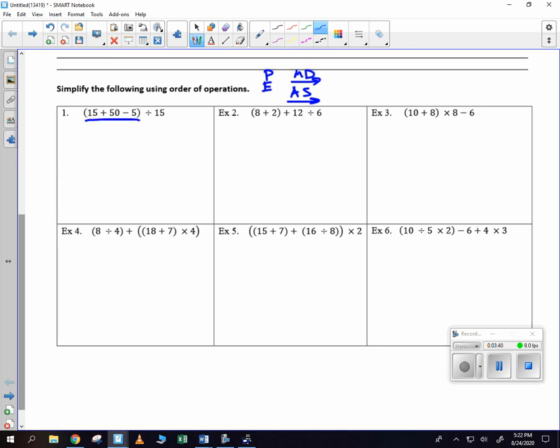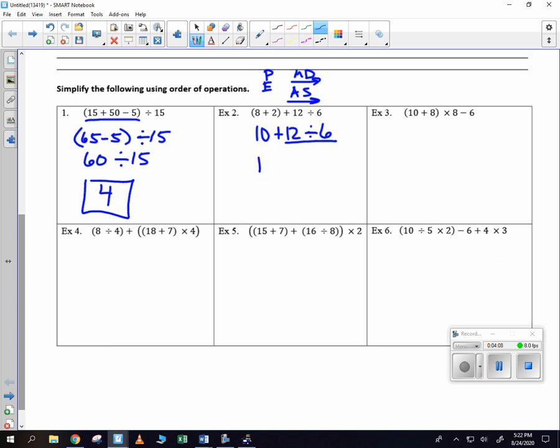I first look at my grouping symbols, they are right here. I do the addition, subtraction left to right. So 15 and 50 makes 65 minus 5 divided by 15. 65 minus 5 is 60 divided by 15. 60 divided by 15 is 4. This one, my grouping symbols, I have 10 plus 12 divided by 6. I move to my division. 10 plus 2, 12.